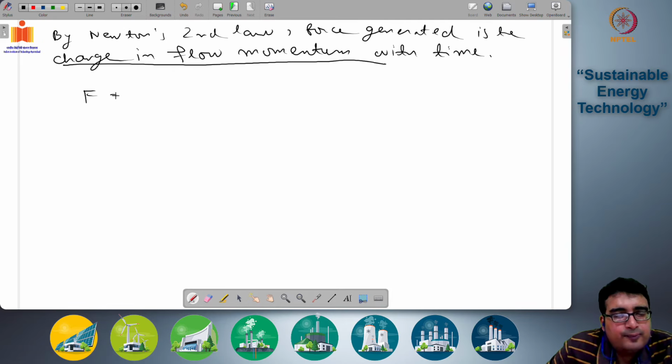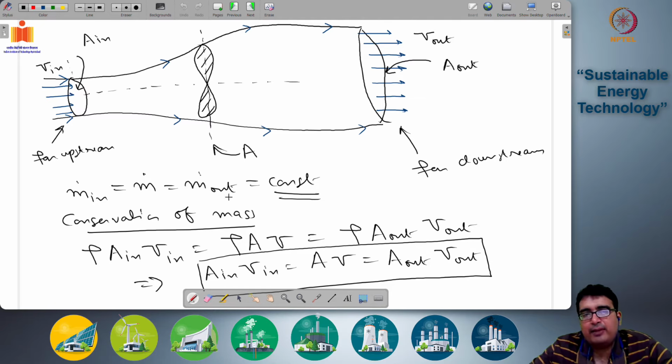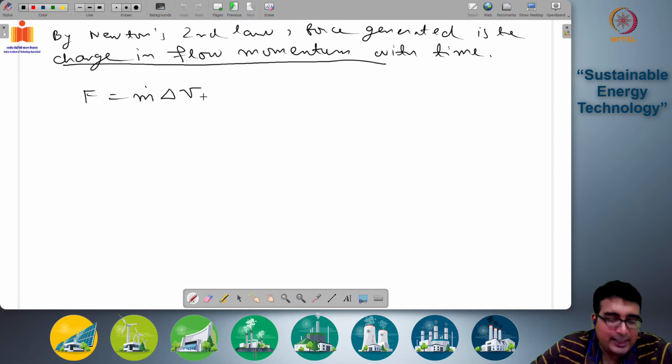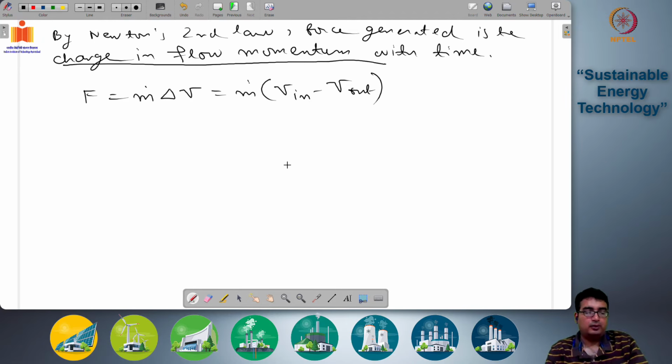So the force is the mass flow rate m dot into the change in velocity v. Okay. So what we are saying is, here is your mass flow rate m dot, the total mass flow rate through the system, and the change in velocity that this mass is experiencing is the force generated due to the blades. Okay. So m dot into the change in velocity. So this force is equal to m dot into V in minus V out. All right.